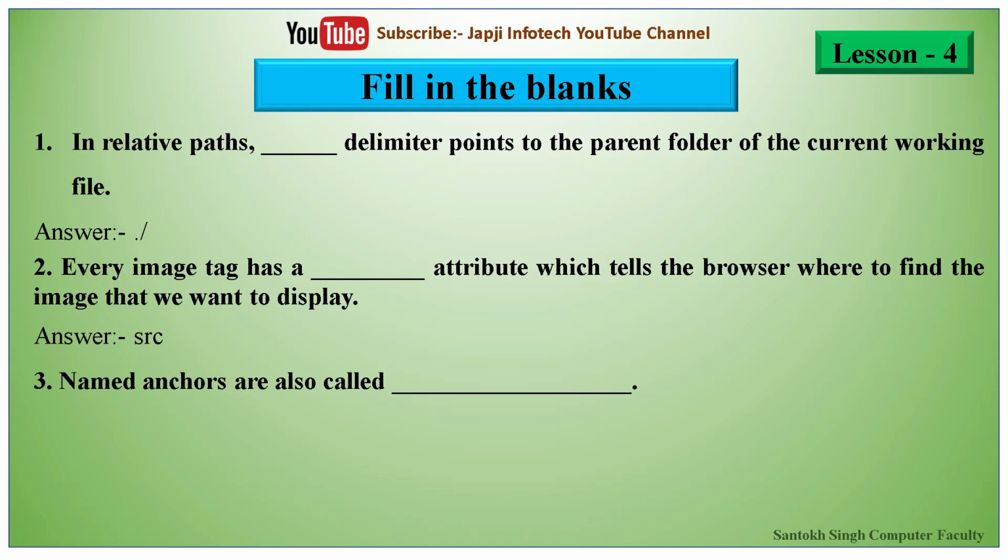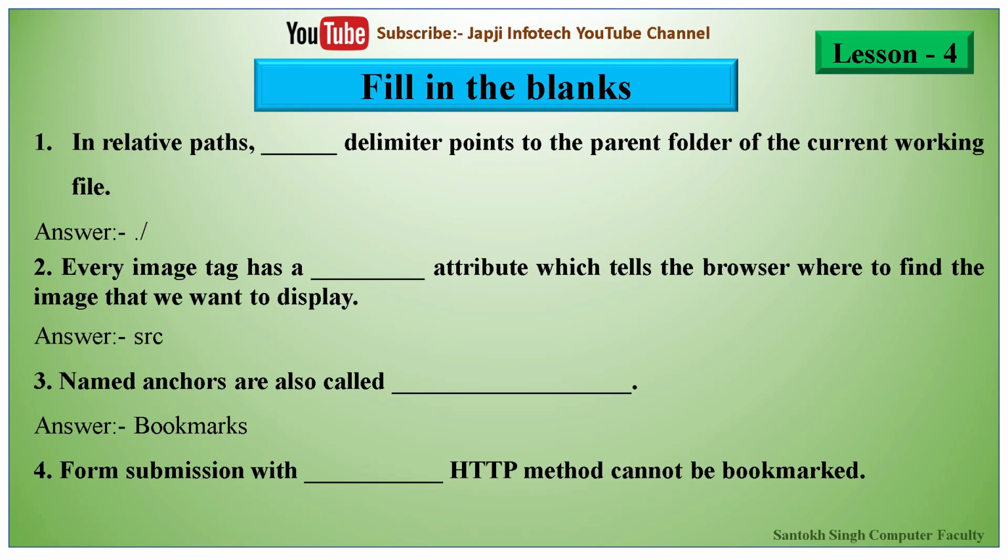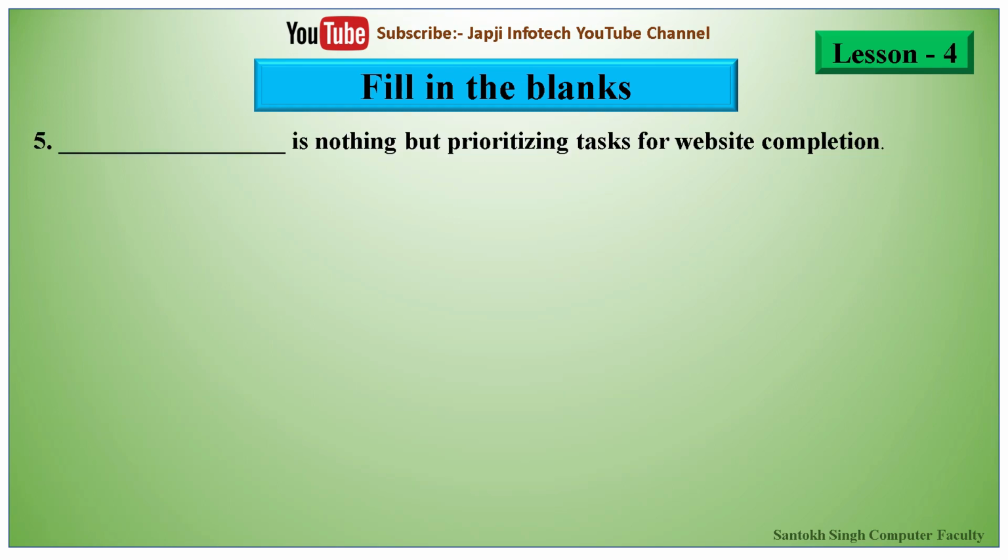And the third one is named anchor are also called dash, and the right answer is named anchor are also called bookmarks. And the fourth one is form submission with dash http method cannot be bookmarked. And the right answer is form submission with post http method cannot be bookmarked. And the fifth one is dash is nothing but prioritizing task for website completion. And the right answer is planning is nothing but prioritizing task for website completion.